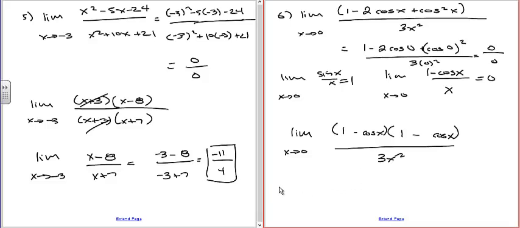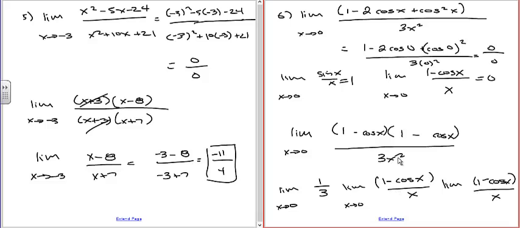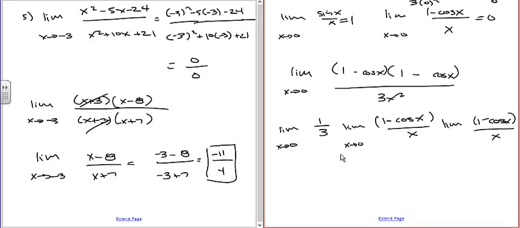Okay, now we can take this and break it up into 3 parts. We'll take the third by itself. We'll take one of these, 1 minus cosine of x over x, and the second one, so I've got x squared, so I've got 2 x's here, and then I've got 1 minus cosine of x. So to finish this out, the limit of a constant is just the constant. This is 0, this is 0, so the answer is 0.